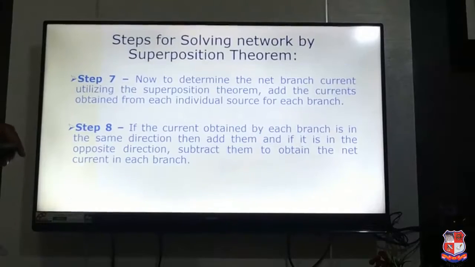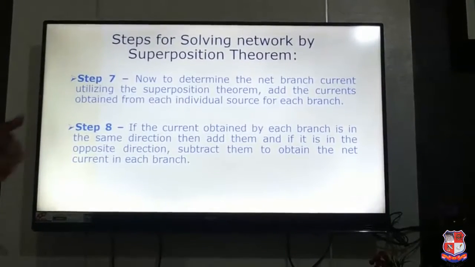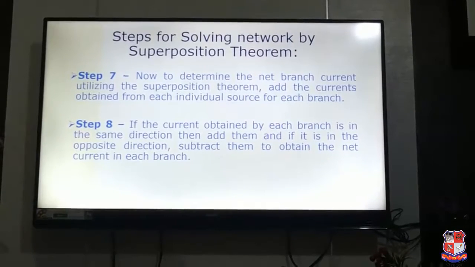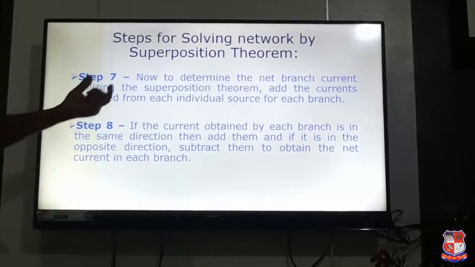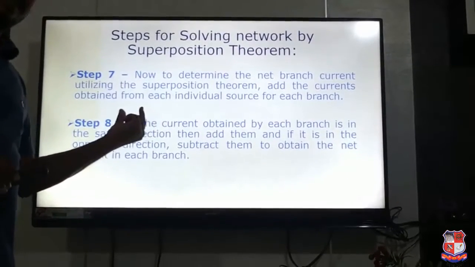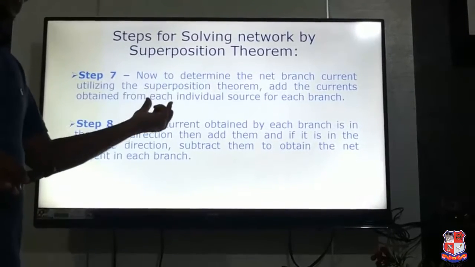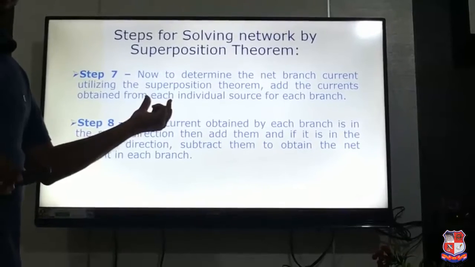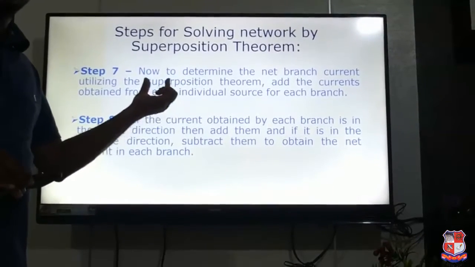Step 7. Now to determine the net branch current utilizing the superposition theorem, add the currents obtained from each individual source in each branch. What we have to do is calculate, when only the V1 source is applied, I1 dash, I2 dash, I3 dash. Then when the V2 source is applied in the circuit, we have to calculate I2 double dash, I1 double dash and I3 double dash.